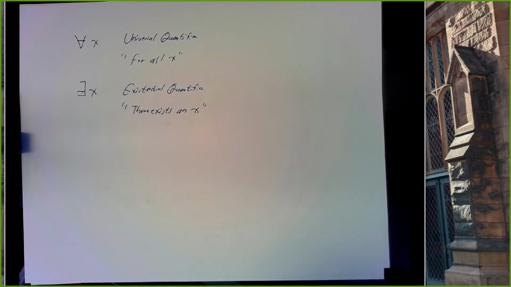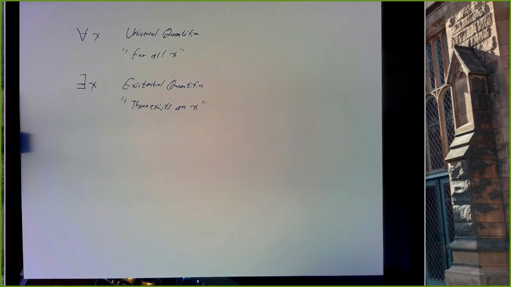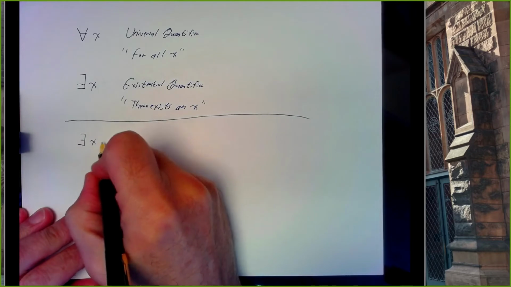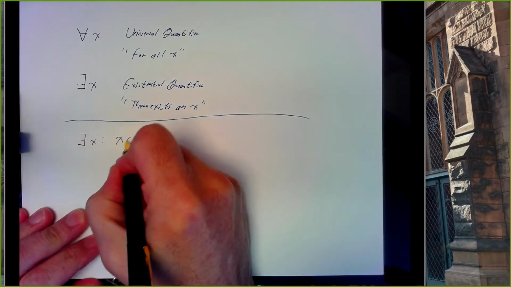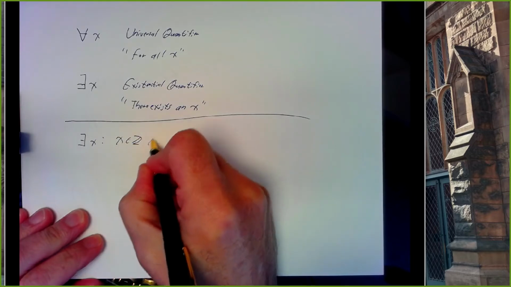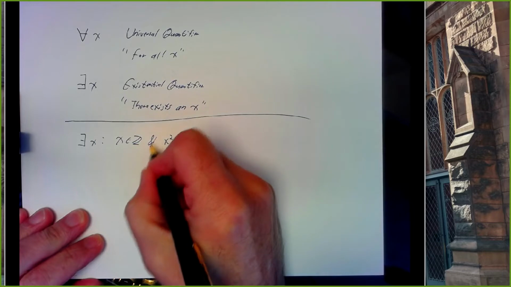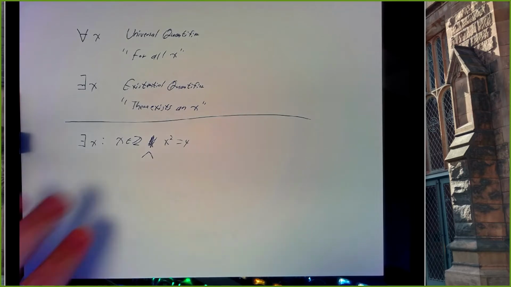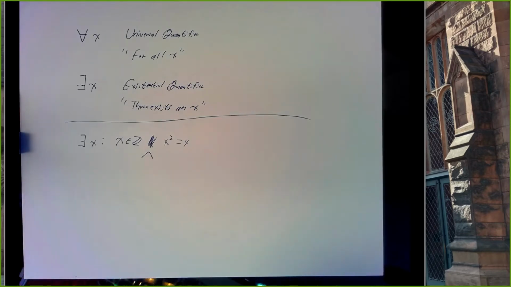Somewhere you could use the existential quantifier would be like Rolle's theorem or the squeeze theorem in calculus, where there exists a thing. But we won't go into calculus in here. We'll do some simpler things. There exists an x such that x is contained in the set of integers and x squared equals 4. There exists an x such that x is an integer and its square is equal to 4.